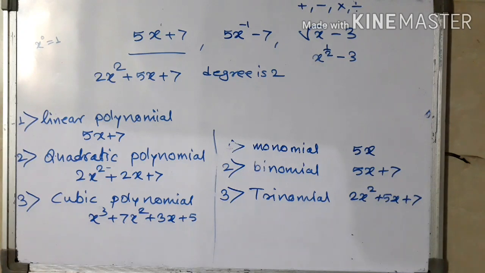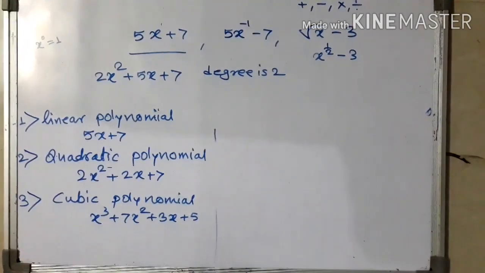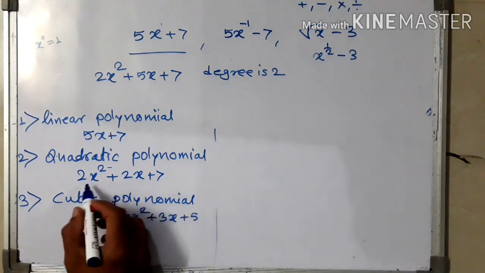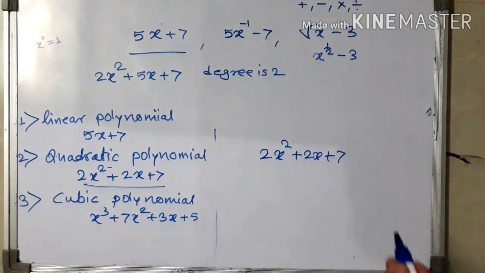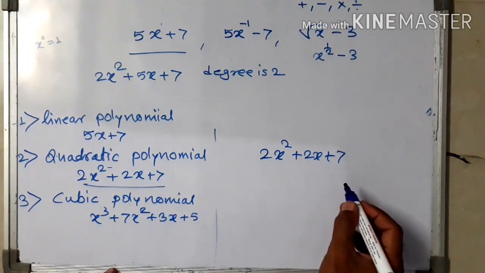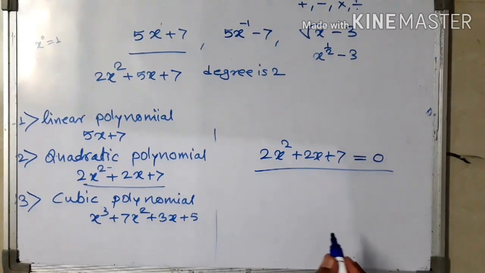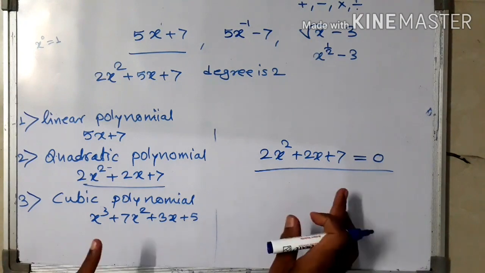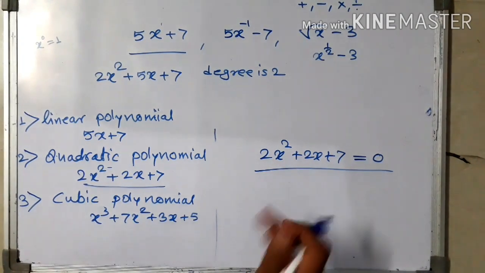In this chapter we should know about quadratic polynomial. When the equation is obtained by taking the value of a quadratic polynomial as 0, here the quadratic polynomial is 2x square plus 2x plus 7. This is a quadratic polynomial, and when we take the value of that polynomial as 0, this is an equation, and that equation is a quadratic equation because the highest power of the variable is 2. This is a quadratic equation.